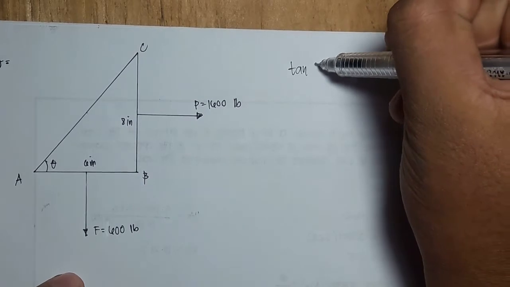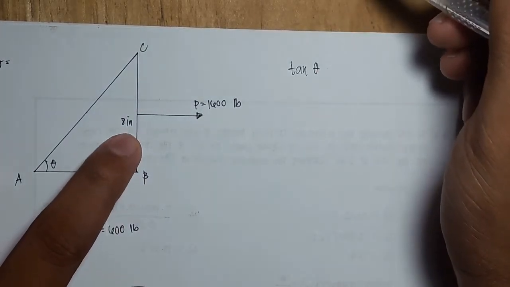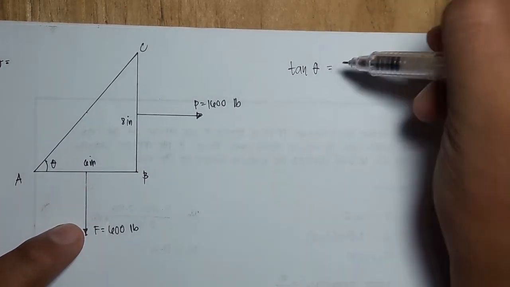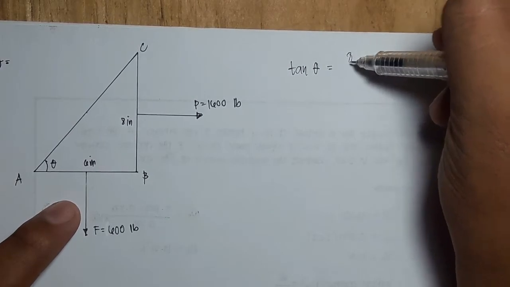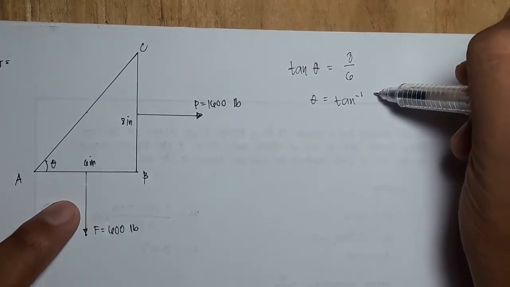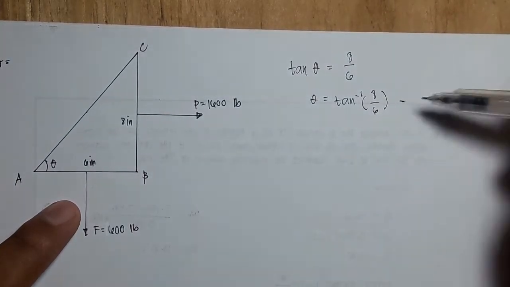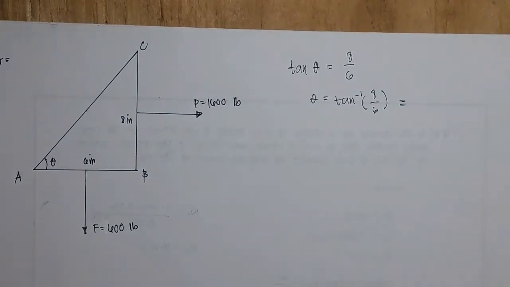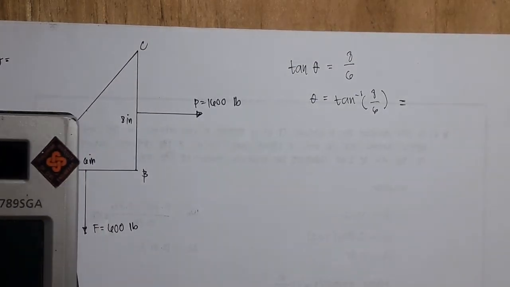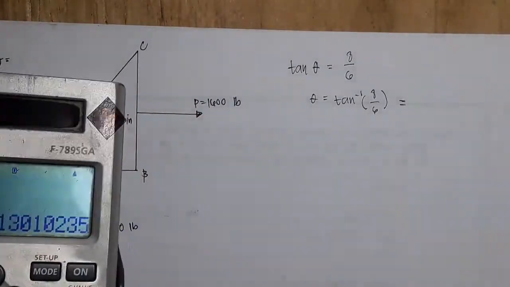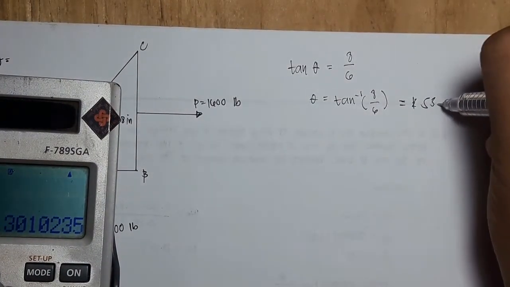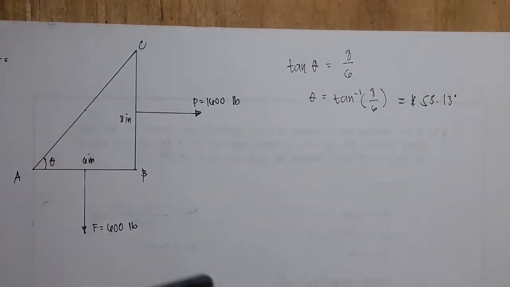We have a given of 8 inches and 6 inches. So the tangent of theta is equal to 8 over 6. So theta is equal to the inverse tangent of 8 over 6, or 53.13 degrees.